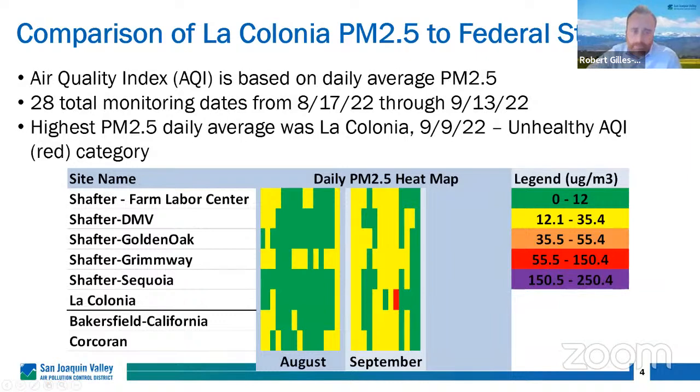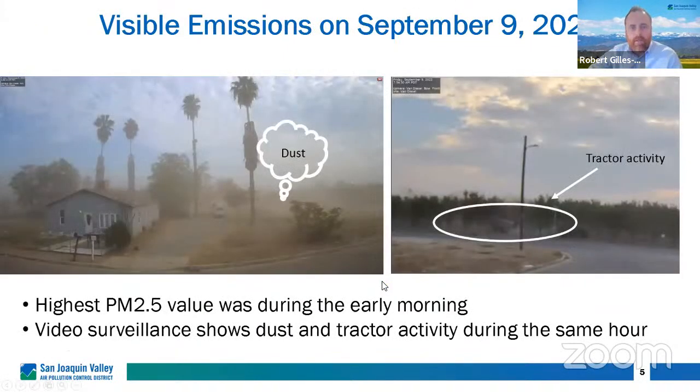and that's the unhealthy AQI at La Colonia. And again, the Bakersfield, California site, and then additionally the Corcoran air monitoring site, those are pretty far away, but they are the nearest regulatory air quality monitors that record PM 2.5. So just for comparison, to try to understand what else is going on, we bring those in here to hopefully show a little bit of helpful comparison.